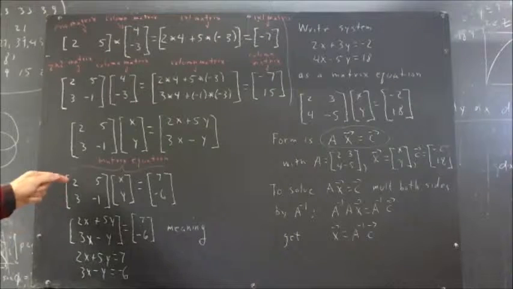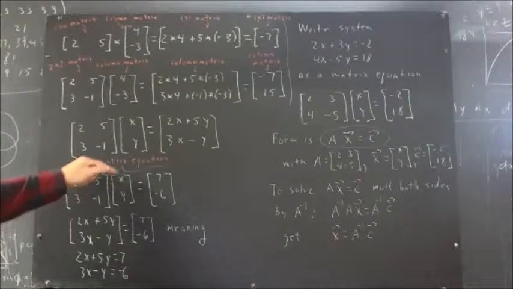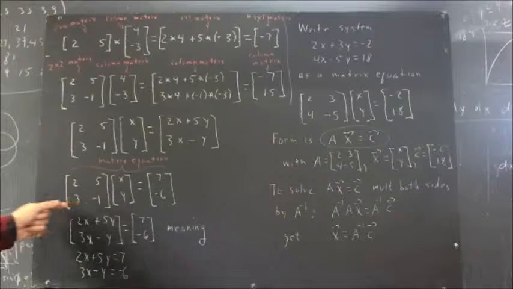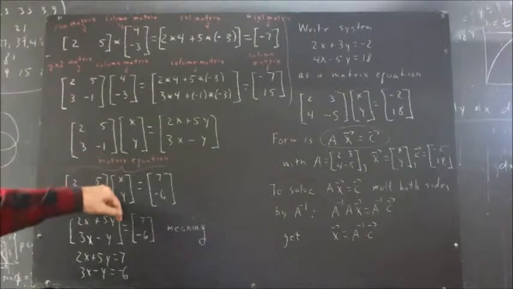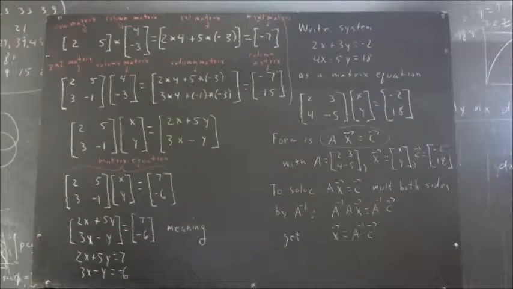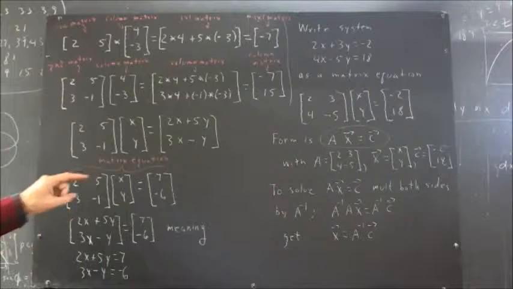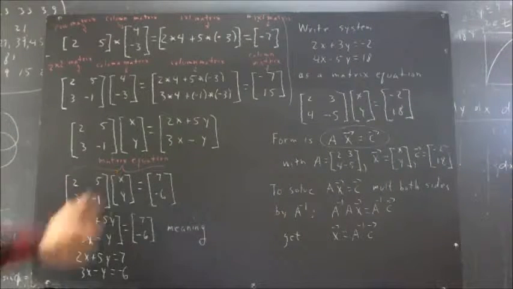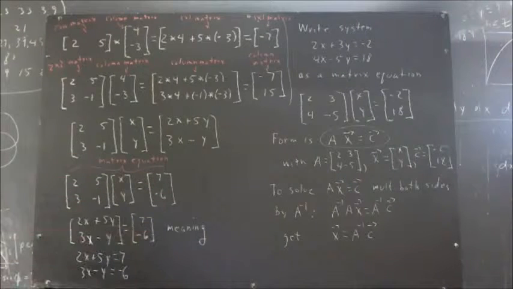That makes whatever we get when we multiply the row 2, 5 by the column x, y equal to 7, and what we get when we multiply the row 3, -1 by the column x, y equal to -6. Okay, so a pair x, y is a solution if it satisfies this equation.